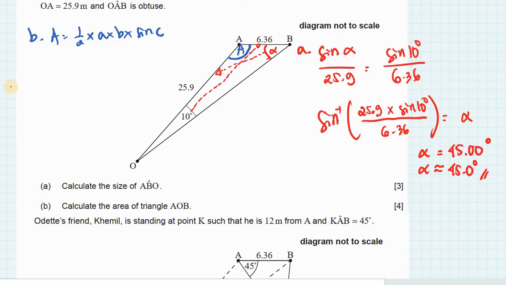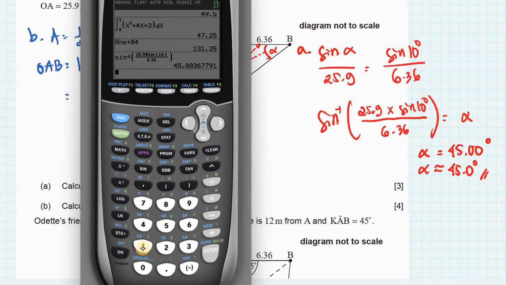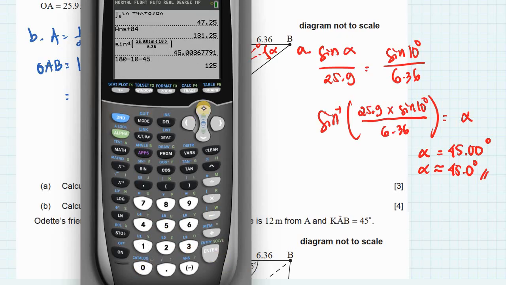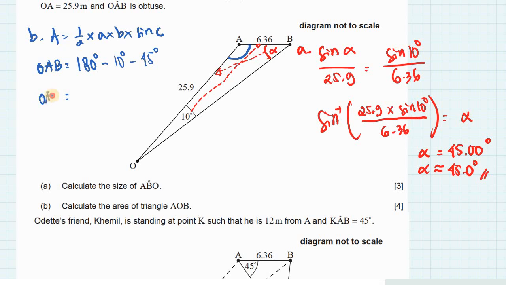Okay, I'll call it angle A. Wait, A is taken. Do not use angle A. Let's use angle beta, or angle OAB. OAB is equals with 180 degree minus 10 degree minus 45 degree. What is 180 minus 10 minus 45? We will have 125. OAB is 125 degree.